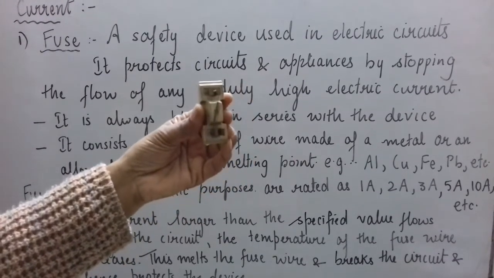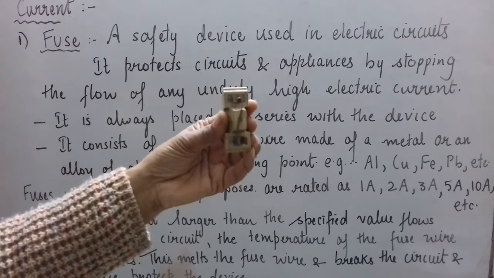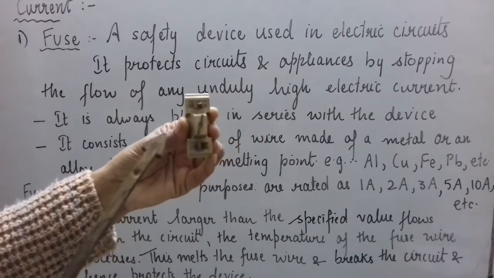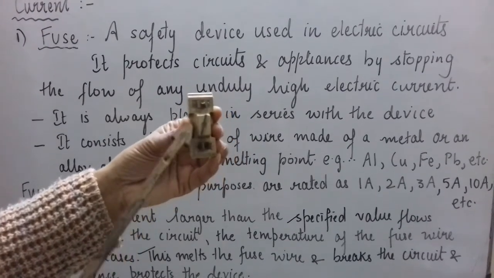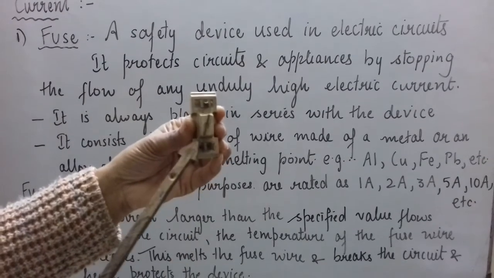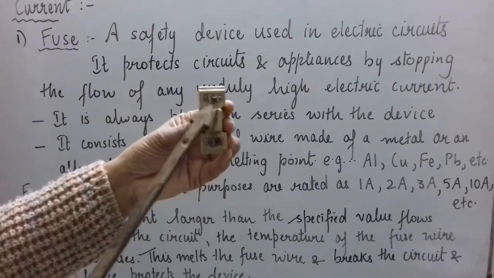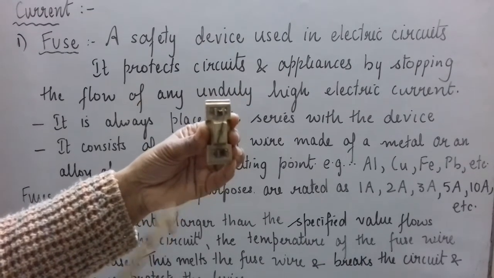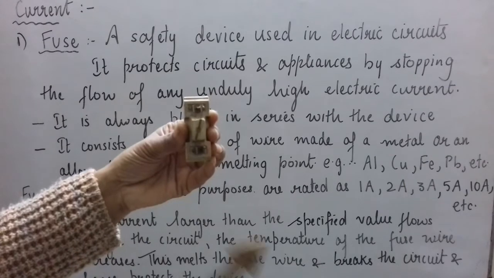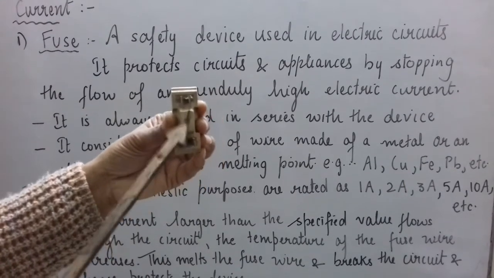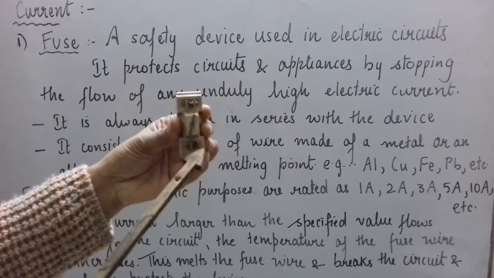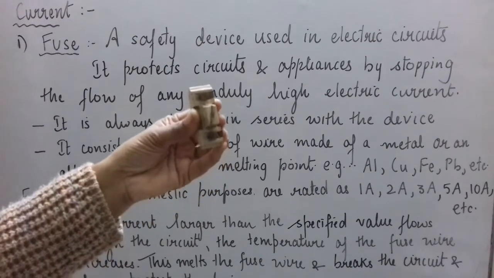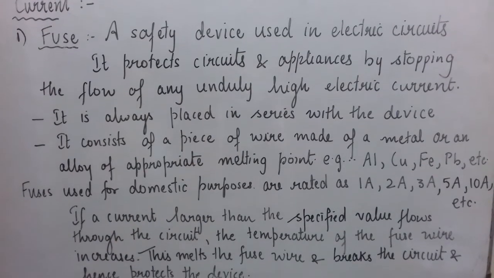If I remove the fuse, current will not flow. And if I insert this into the socket, and let us say the rating here is 5 ampere, if the current through this wire is more than 5 ampere, then this wire will melt and then your appliances which are connected to that circuit will be protected. Because if the wire is broken, this is actually connected in series with the live wire of your house. So your appliances will be saved. I hope you have understood this fuse.